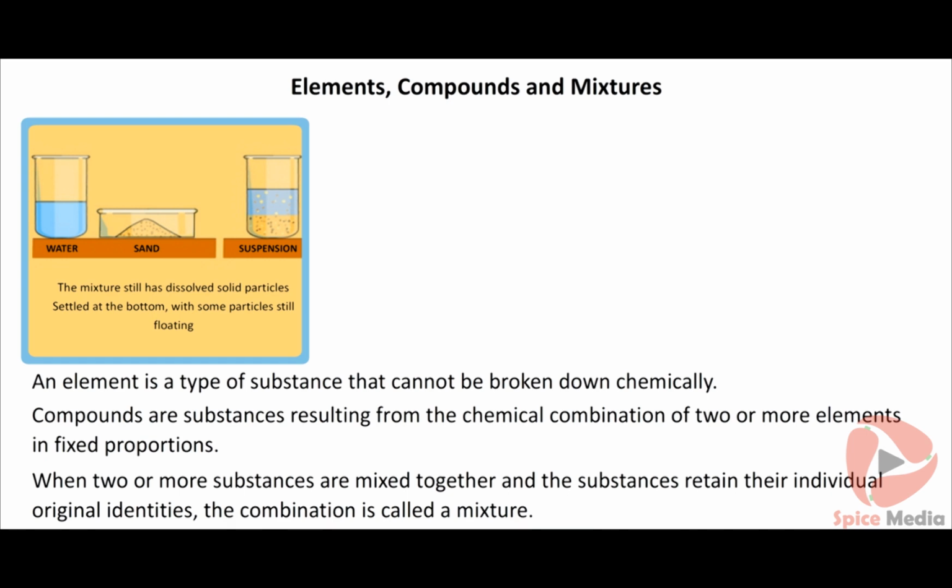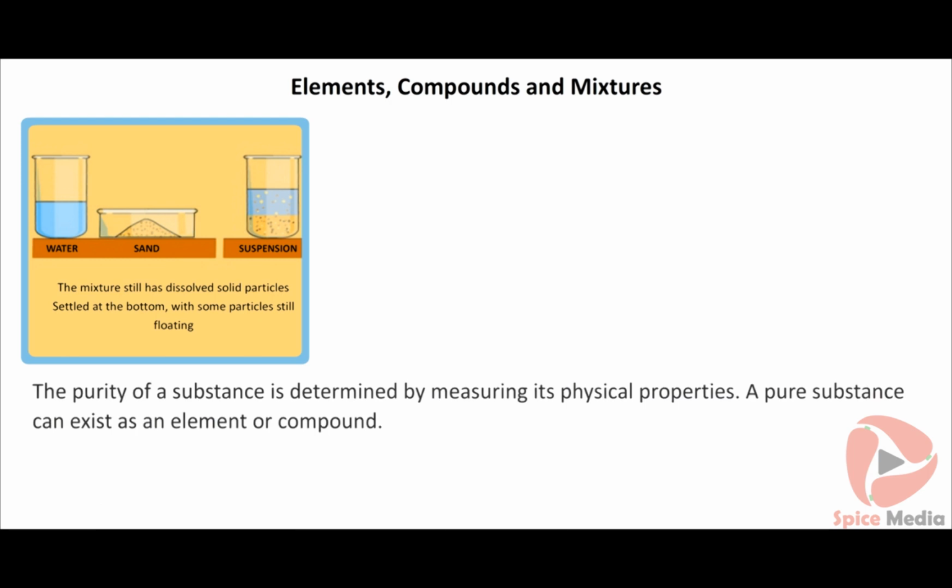For example, if hydrogen and oxygen in any ratio are mixed together in a container gently at low temperatures in the absence of a spark, no chemical reaction would take place, and the mixture would display the physical and chemical properties of hydrogen and oxygen. The purity of a substance is determined by measuring its physical properties. A pure substance can exist as an element or compound.